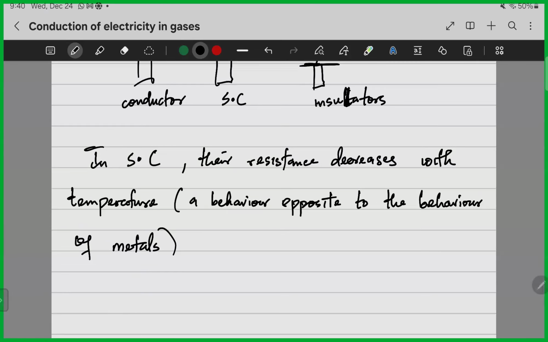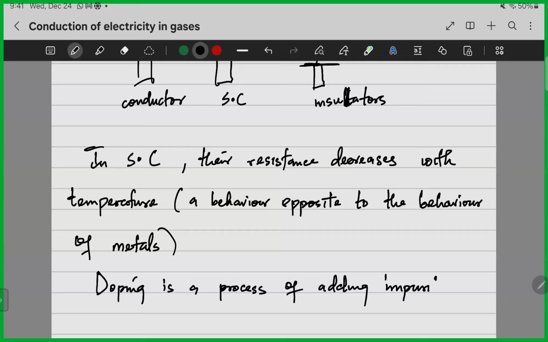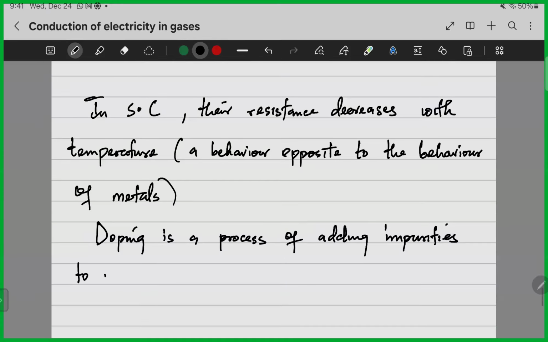So it is good to note that there is a process called doping. Doping is a process of adding impurities to a semiconductor in order to alter its conducting properties.